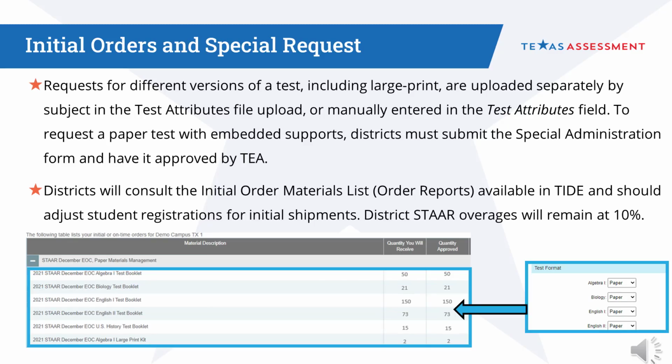Requests for different versions of a test, including large print, are uploaded separately by subject in the Test Attributes file upload, or manually entered in the Test Attributes field of the Student Information page. To request a paper test with embedded supports, districts must complete the Special Administration Form and have it approved by TEA. More information will be available soon. Districts will consult the initial order materials list, order reports, available and tied, and should adjust student registrations for initial shipments before the end of the initial order window. Please keep in mind that district STAAR overages will remain at 10%.